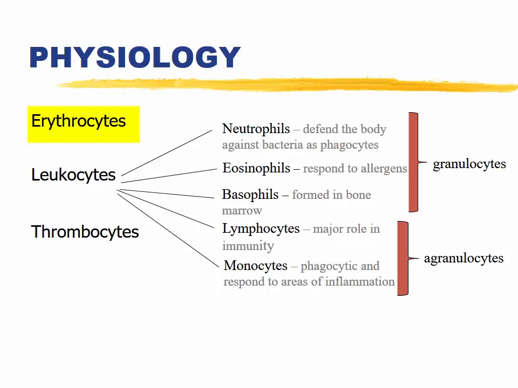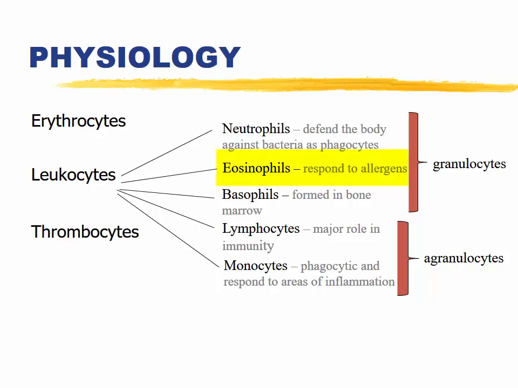Erythrocytes are the biconcave discs without a nucleus that contain hemoglobin. There are 5 types of leukocytes. First of all, neutrophils. Neutrophils comprise 55 to 75% of the white blood cells. They defend the body against bacteria by ingesting foreign organisms and destroying them through the process of phagocytosis.